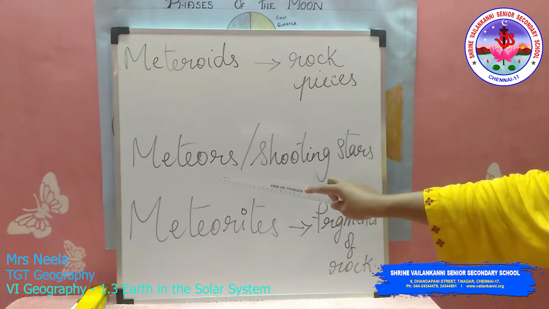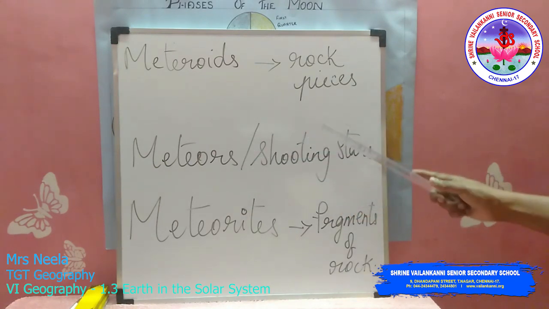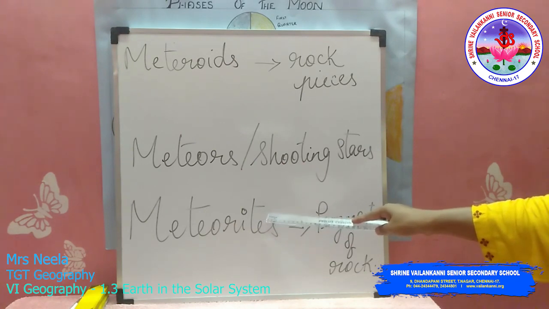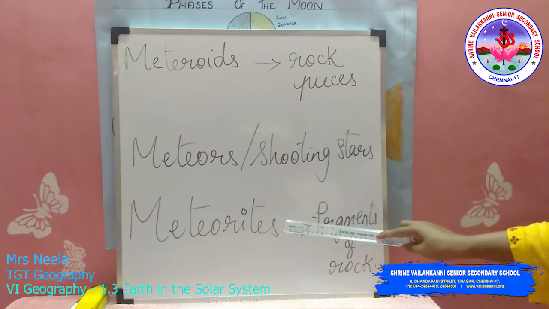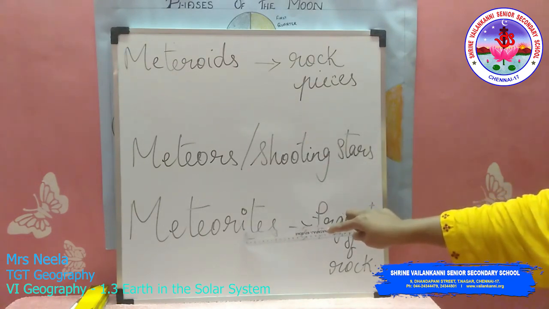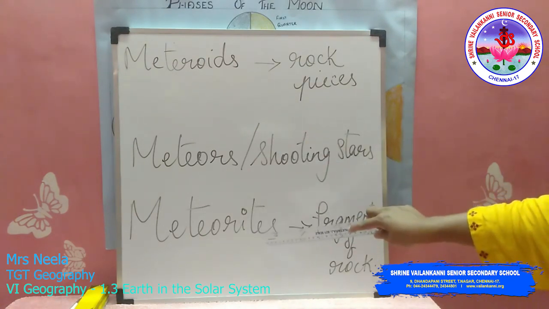Sometimes these meteors fall on the Earth's surface. They create a dent or craters. The fragments of the rock fall on the Earth's surface and create a dent.